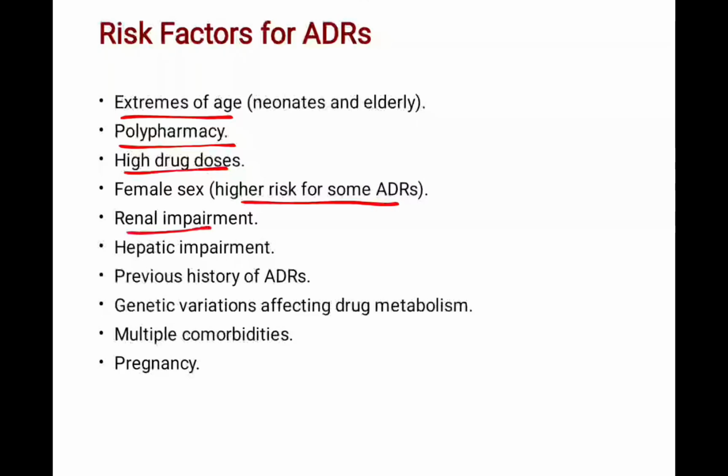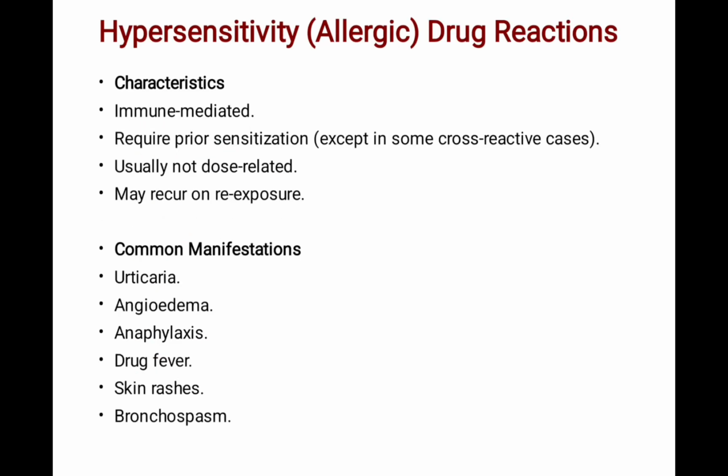We have renal impairment. It affects the excretion of drug, which might increase the concentration of toxic metabolites. We have hepatic impairment, responsible for metabolizing drugs, and if this does not metabolize drug, toxicity might also increase. Previous history of adverse drug reactions is a risk factor. Genetic variation affecting drug metabolism, multiple comorbidities, as well as pregnancy.